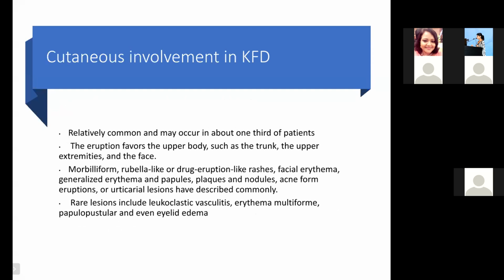So looking at the extranodal involvement of Kikuchi's disease, the cutaneous involvement is relatively common, and it may occur in about 1/3 of patients. The eruptions favor the upper body, such as the trunk, the upper extremities, and the face. The cutaneous lesions can be highly variable, from morbilliform, rubella-like, drug eruption-like rashes to papules, plaques, nodules, and urticarial rash. Rare lesions such as leukocytoclastic vasculitis and erythema multiforme also have been described.